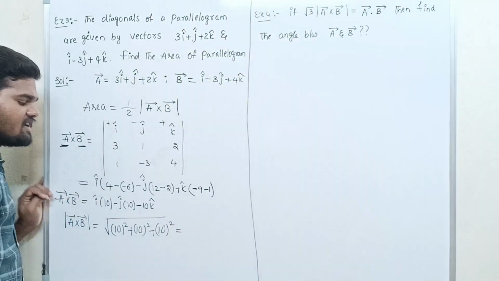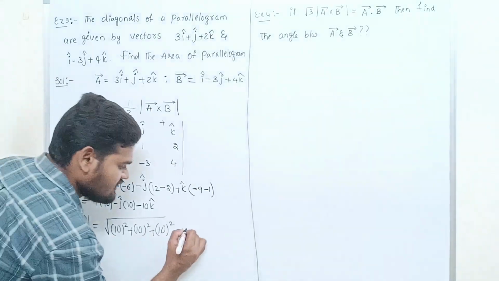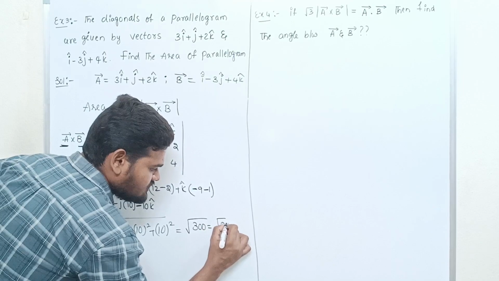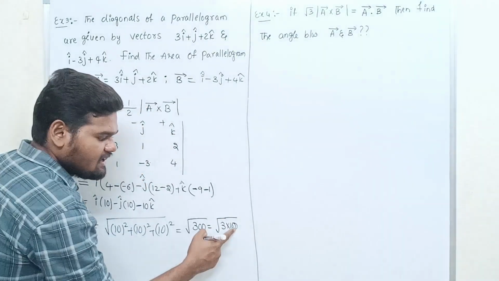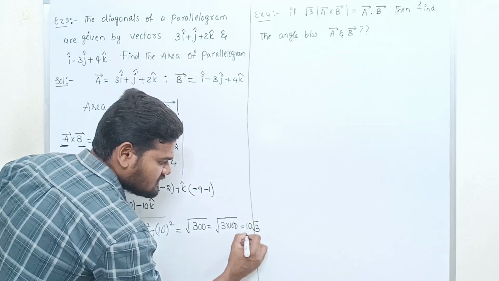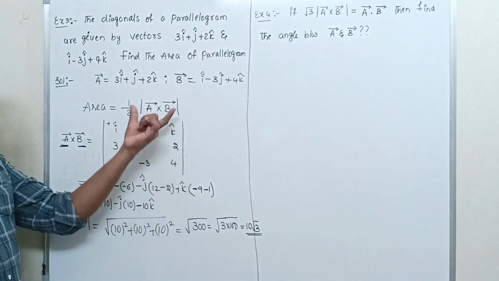So 10 square plus 10 square plus 10 square, 100 plus 100 plus 100, root over 300. It can be written as root 3 into 100. If 100 comes out from the root, it becomes 10 root 3. Just substitute this value here.